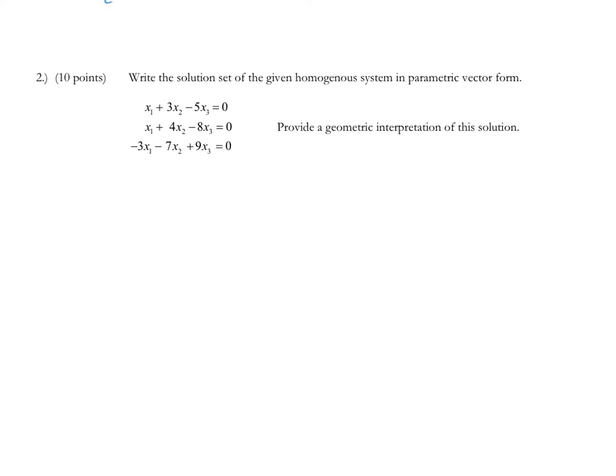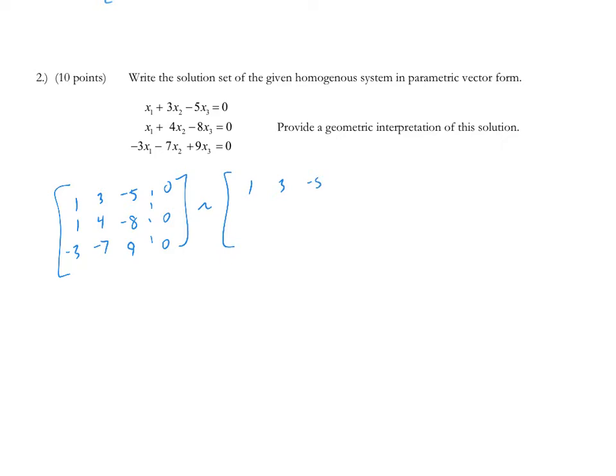We have a homogeneous system, and it says to write the solution in parametric vector form. So the first step, augment with a column of zeros and do some row operations. 3, 4, negative 7, minus 5, minus 8, 9, and then my column of zeros because we are homogeneous. All right, I'll do the first two row operations.